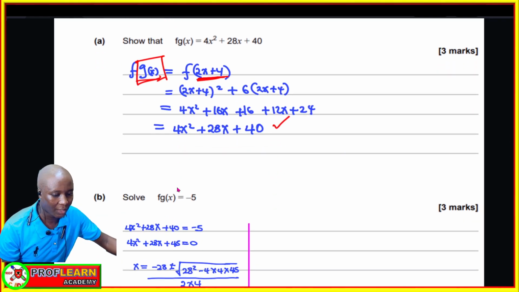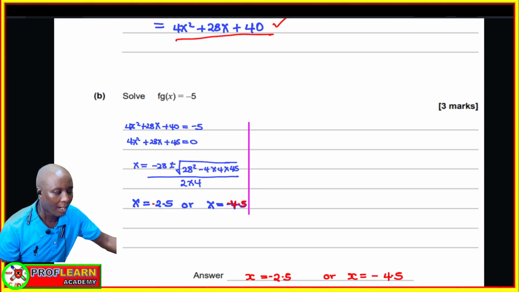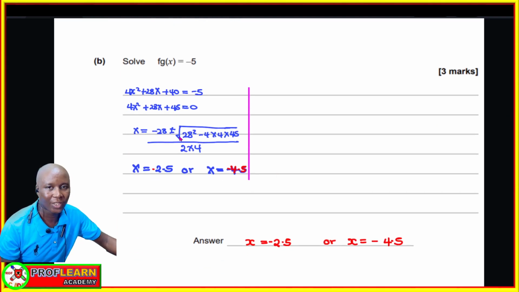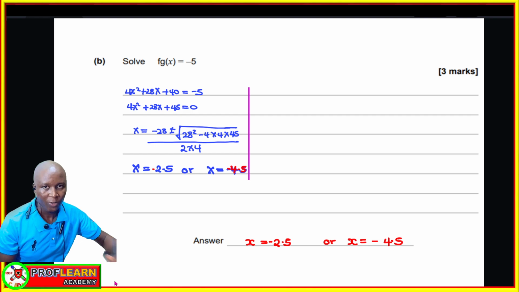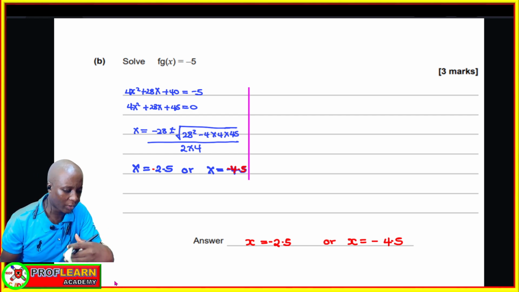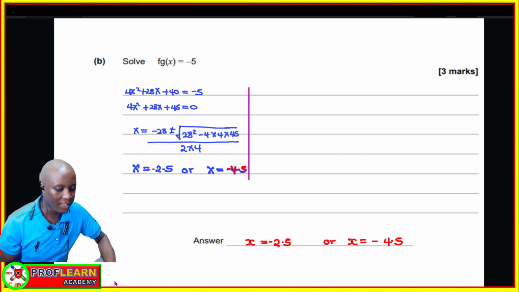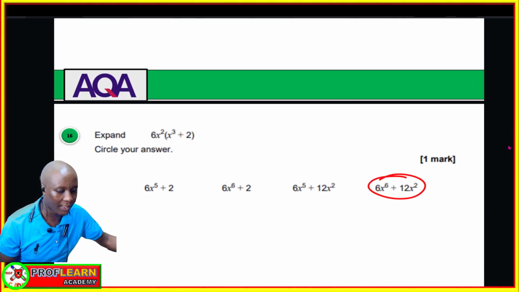So once you have gotten fg of x, then to solve this equation, you are going to take this expression that we have here, equate it to -5, and then make a quadratic equation, whereby now you can solve that quadratic equation using the quadratic formula as you've been taught, so that you can get your two values, -2.5 and -4.5, as the answers. So what I'm bringing to your attention as you are preparing for this exam is to make sure that you have prepared on how to solve composite functions and also inverse of functions, as I'm going to show you in the next stage.